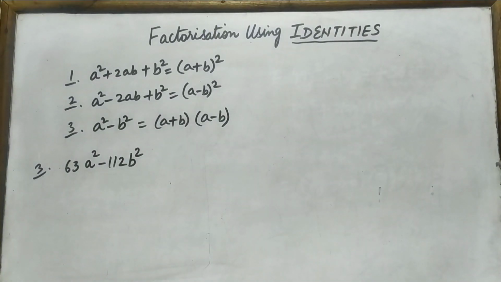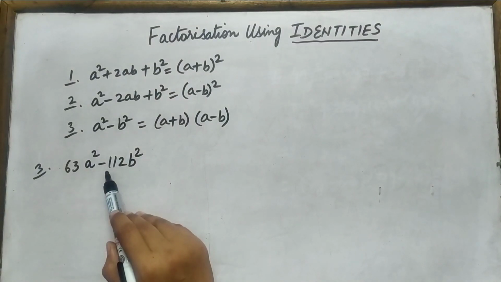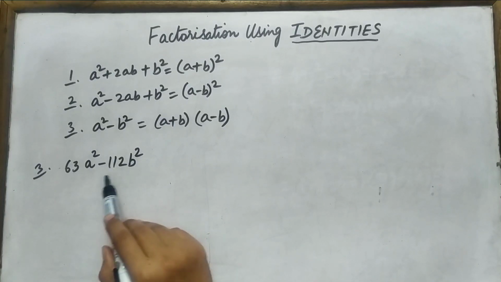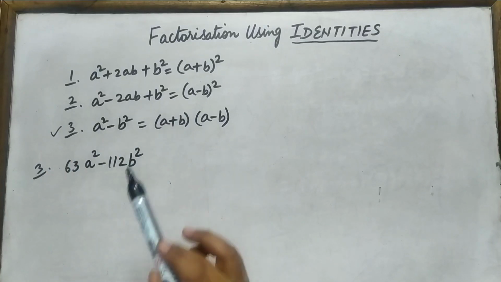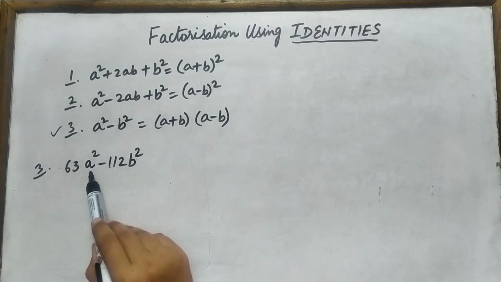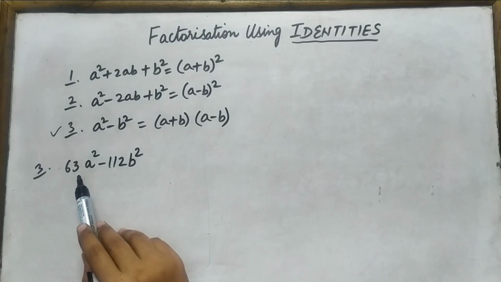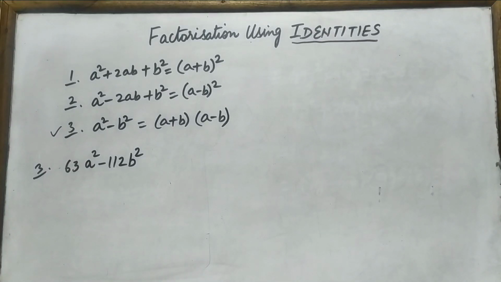Let us see one more example. Here 63a square minus 112b square. It is having two terms. It means it is the sum of third identity. Then we have to make it whole square form. And we cannot see 63 as a square of a perfect number, proper number. Here also 112 is not square of any number.